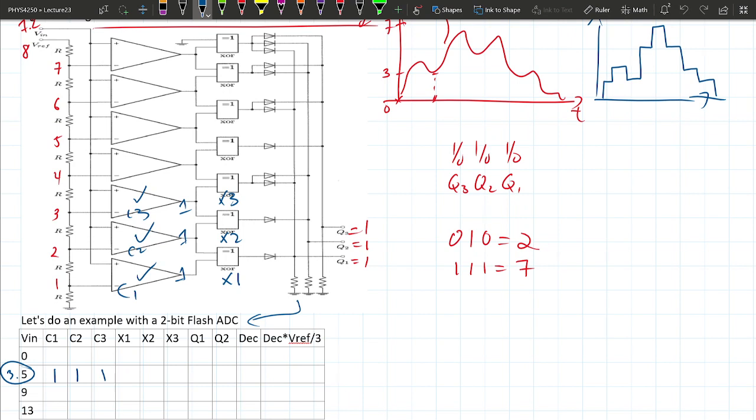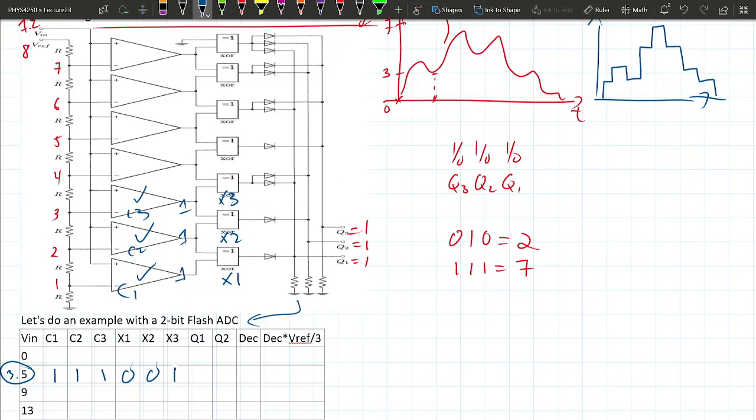0, because it's exclusive OR, right? What about exclusive OR gate number 2? 0, okay? Exclusive OR gate number 3, what's going to be the output? 1, right? So the digital value, well, okay.